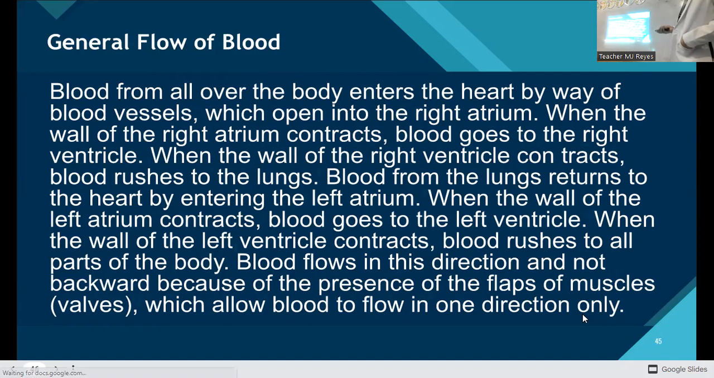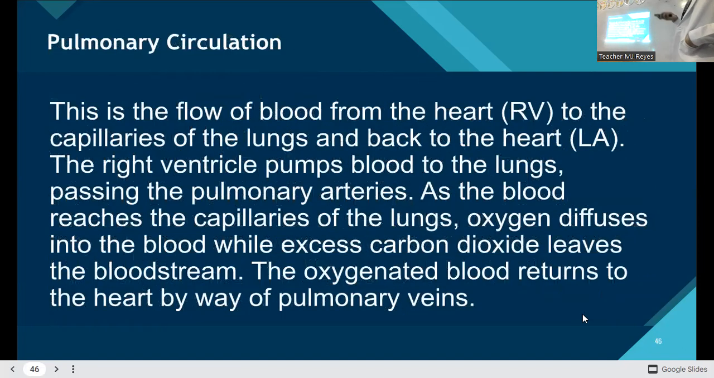So let's take a look at this one. The pulmonary circulation. What is really happening in the pulmonary circulation? This is the flow of blood from the heart. Since it is pulmonary circulation, the blood here is carbaminohemoglobin, or blood carrying carbon dioxide.